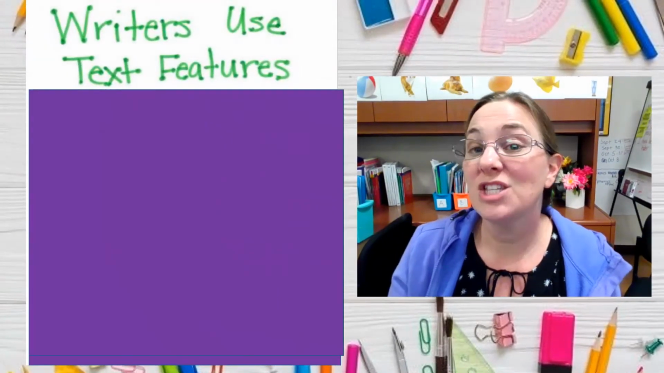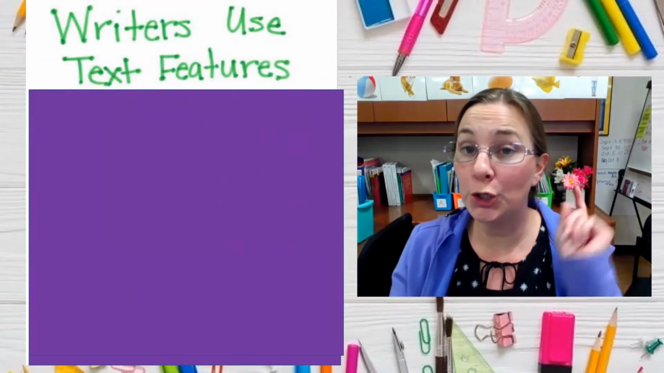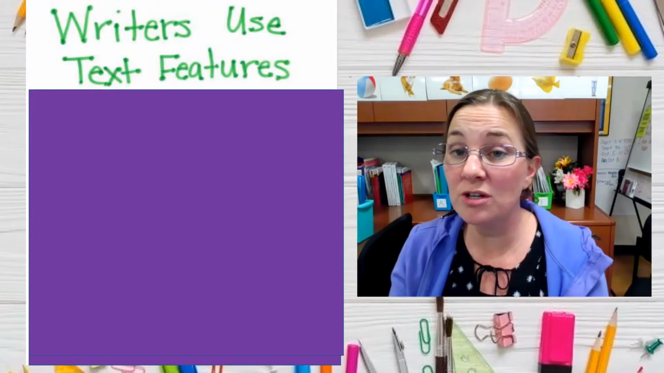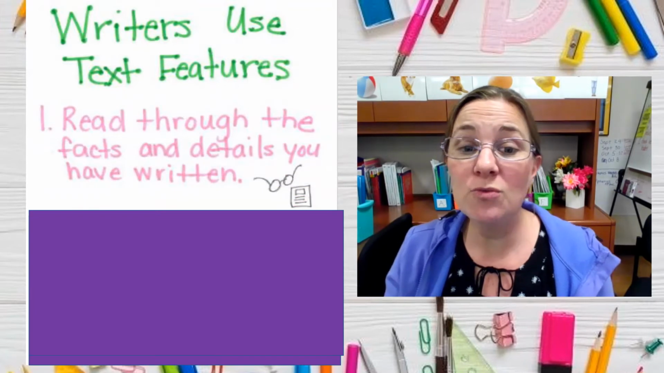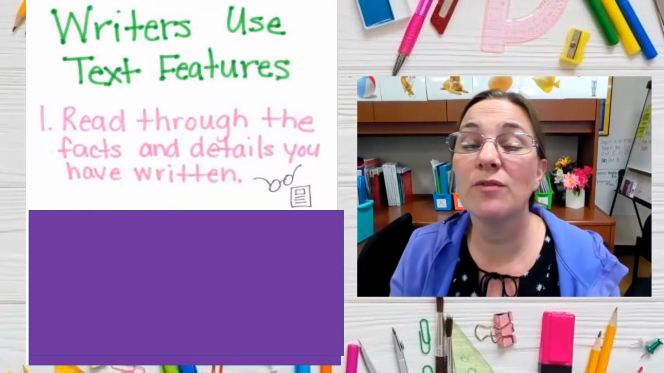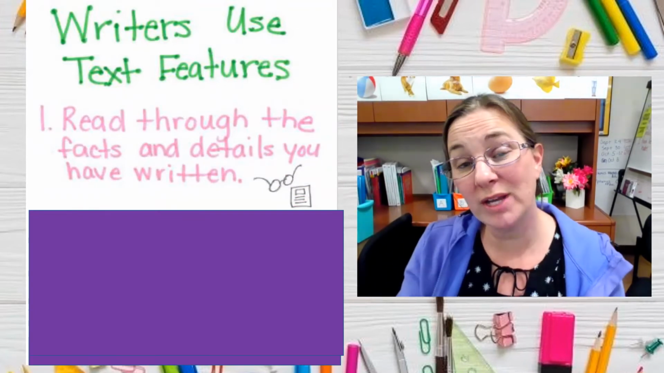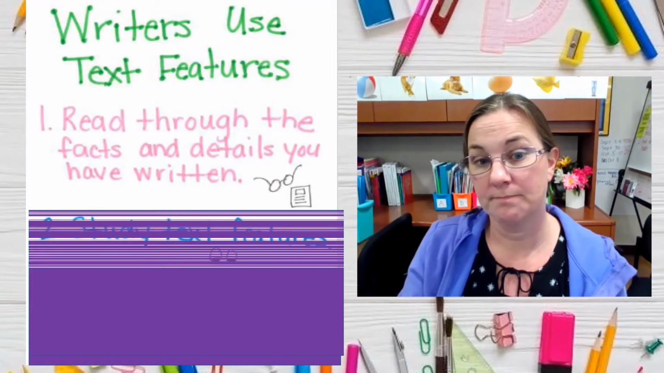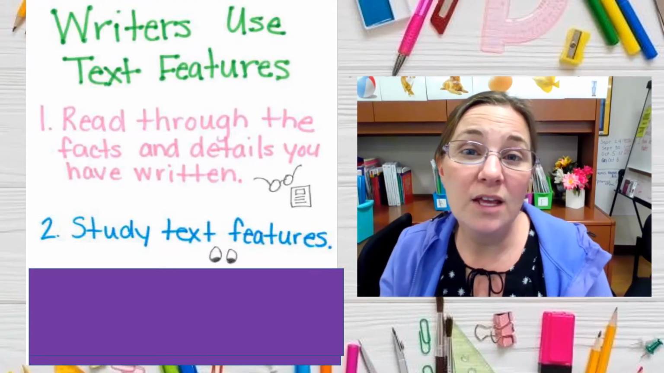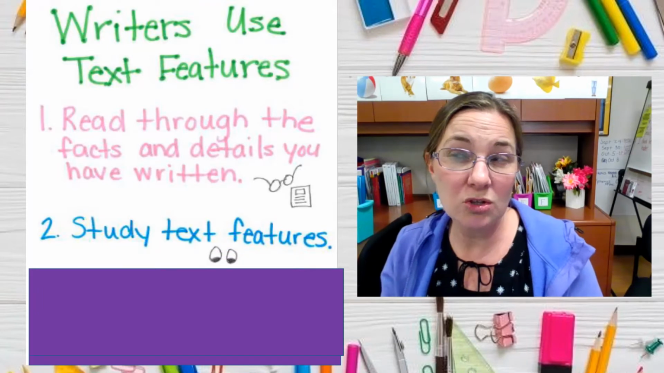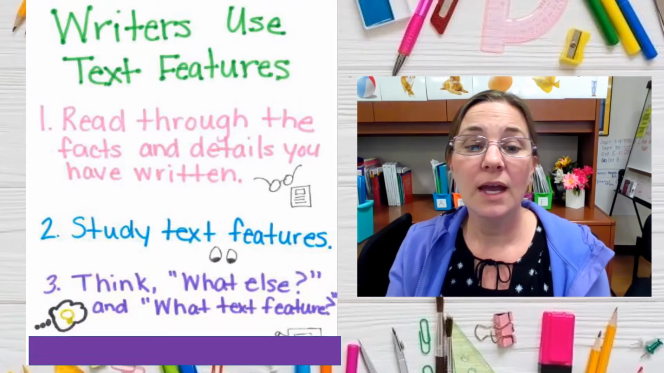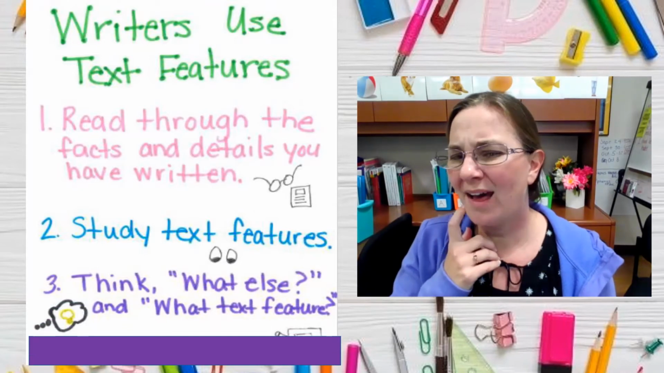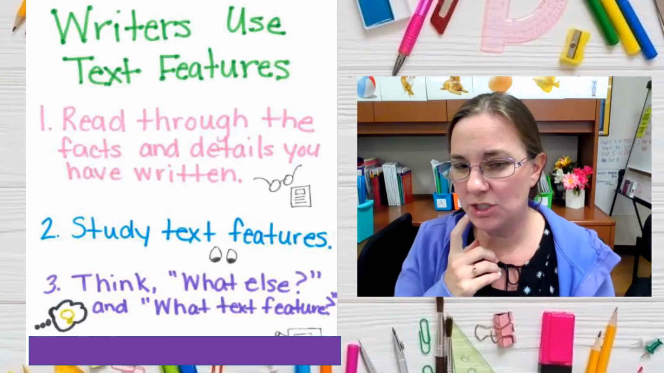Here are some steps that you can take if you want to include new information in your text feature that you didn't write in your text. Read through the facts and details you have written. So first you have to reread what you already wrote. Then you study the text features. So you look carefully at the text features you already have. And then you think, what else? So what else could I teach?